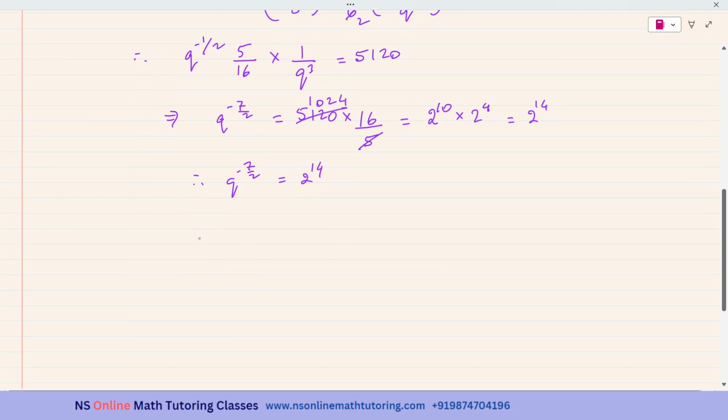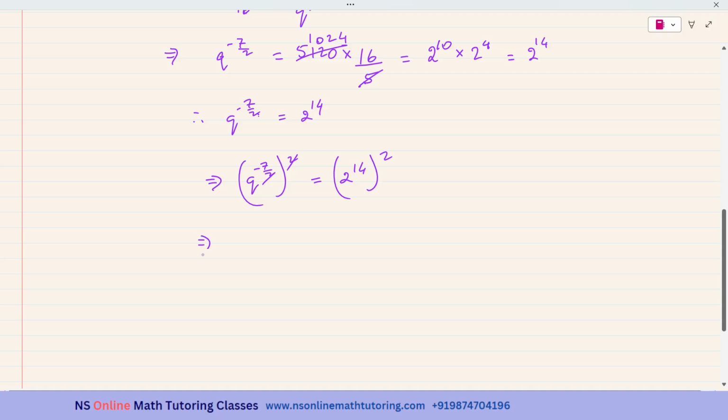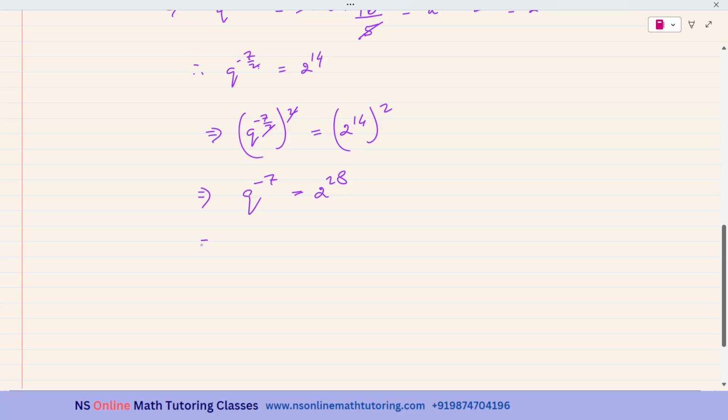So therefore, q to the power of negative 7 over 2 is equal to 2 to the power of 14. And now I can square both the sides to get rid of this 2. So it is q to the power of negative 7 over 2 whole square is equal to 2 to the power of 14 whole square. These two will be getting cancelled and we will be having q to the power of negative 7 is equal to 2 to the power of 28.